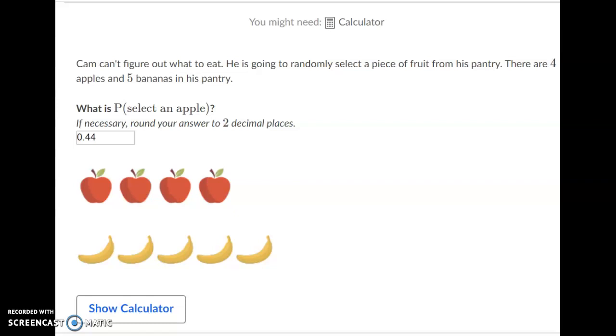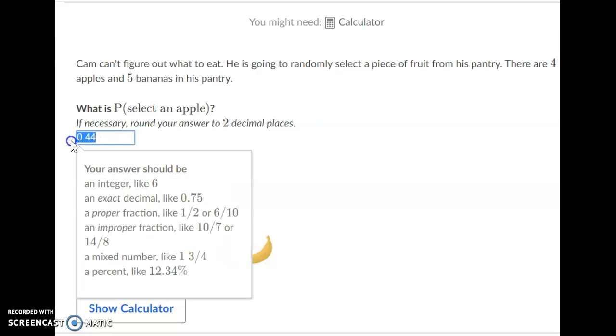Cam can't figure out what to eat. He's going to randomly select a piece of fruit from his pantry. There are 4 apples and 5 bananas in the pantry. So what's the probability that he selects an apple? Well, there are 4 apples. There are 5 bananas, so there are a total of 4 plus 5 is 9 pieces of fruit.